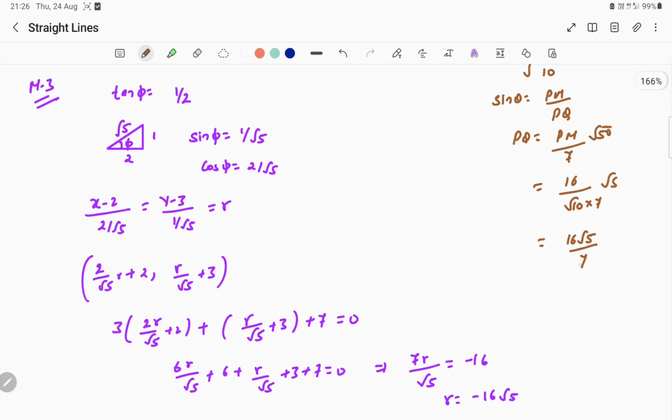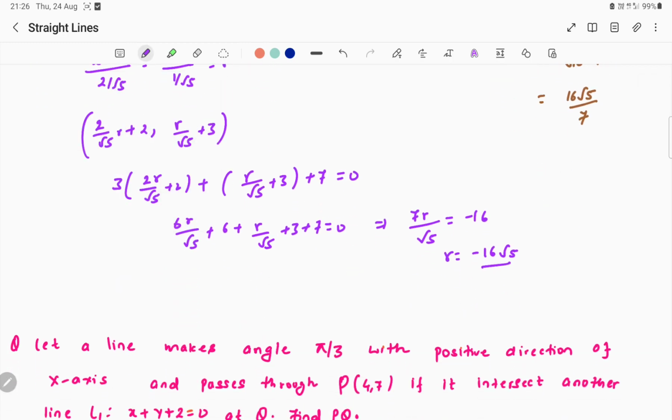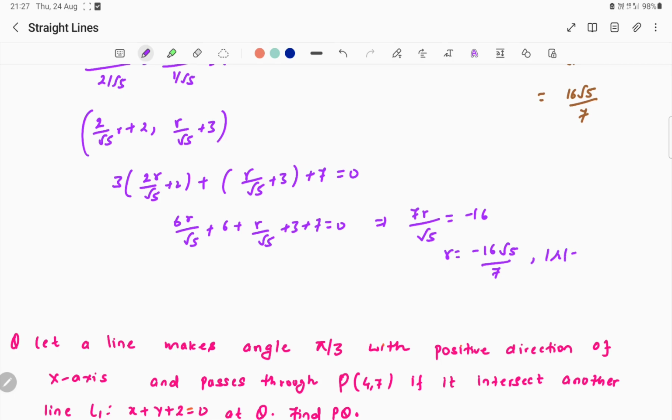You can see here it is 7, so it is 7 only. So when we simplify this, what did we get here? We got again by 7. So anyway, the length we want, length is modulus, isn't it? So mod r is how much? 16 root 5 by 7.